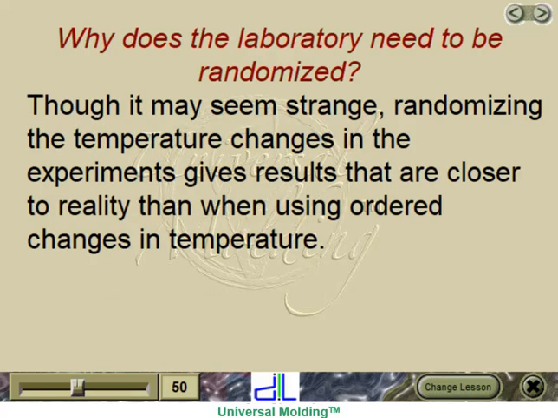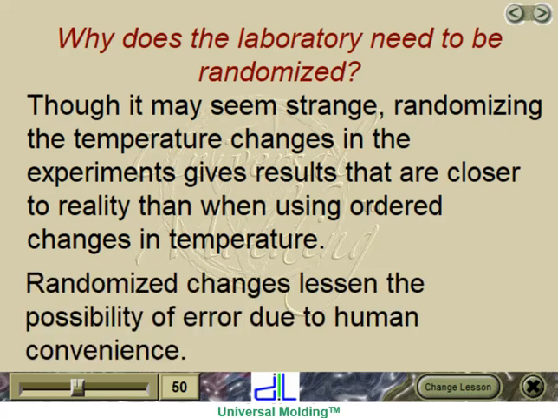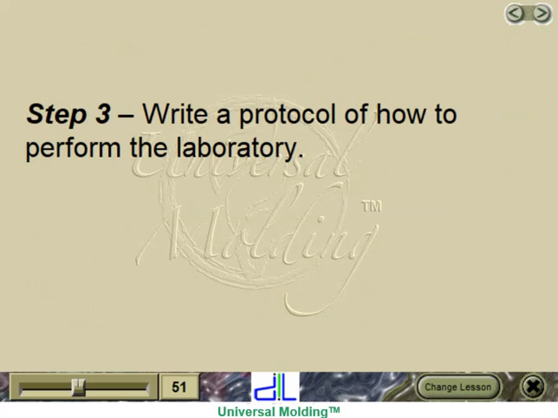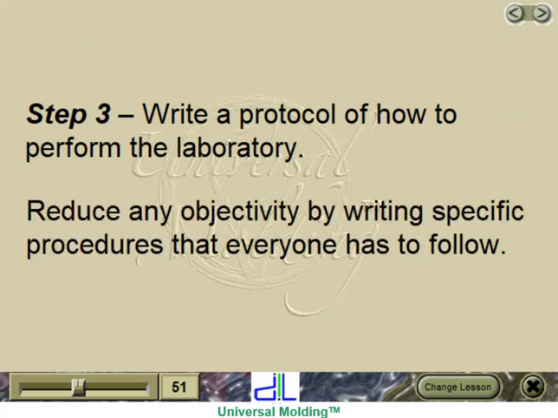Why does the laboratory need to be randomized? Though it may seem strange, randomizing the temperature changes in the experiments gives results that are closer to reality than when using ordered changes in temperature. Randomized changes lessen the possibility of error due to human convenience. Step 3. Write a protocol of how to perform the laboratory. Reduce any subjectivity by writing specific procedures that everyone has to follow.